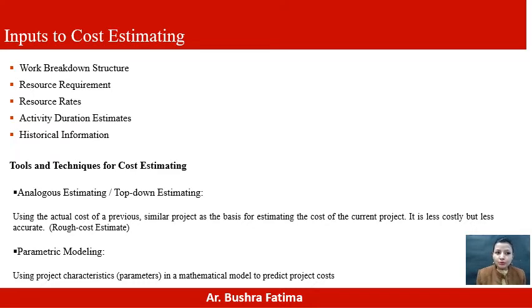So inputs to cost estimating are the work breakdown structure, resource requirements, resource rates, activity duration estimates, and historical information. In this we also cover the scope baseline. What work you need to do and what the project objectives are is mentioned in the scope baseline. So the scope baseline generally consists of the project scope statement, work breakdown structure, and work breakdown structure dictionary.